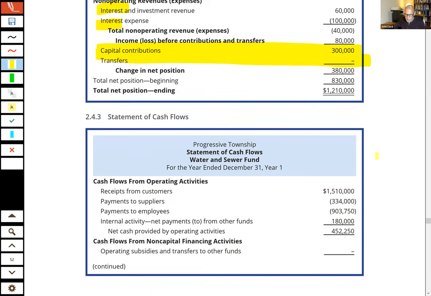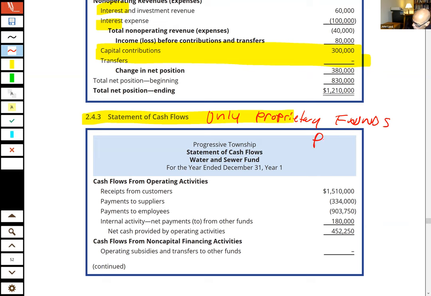Okay, good. And then the statement of cash flows, we're going to get into it more later. Key thing, very important to remember: only the proprietary funds prepare the statement of cash flows. When we get into F10 tonight, I'm going to show you some things about the statement of cash flows for these proprietary funds.